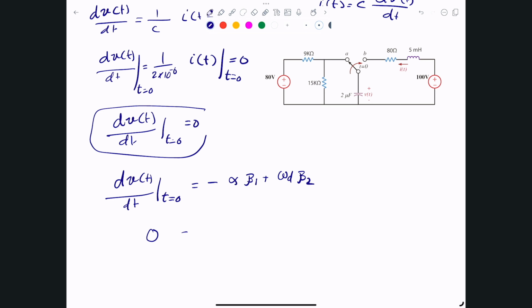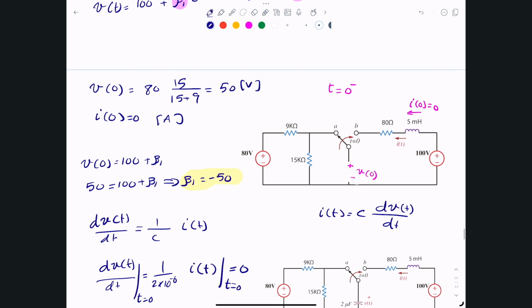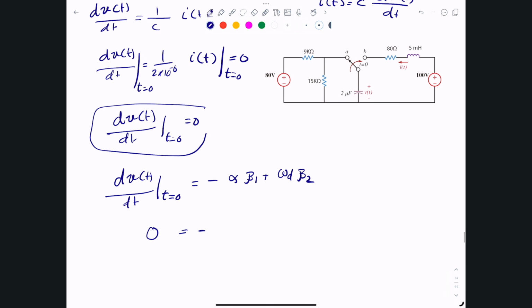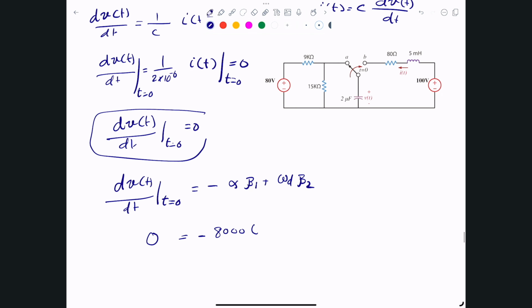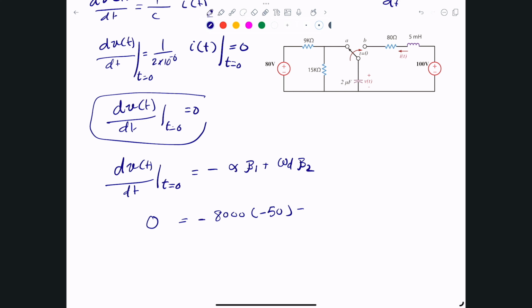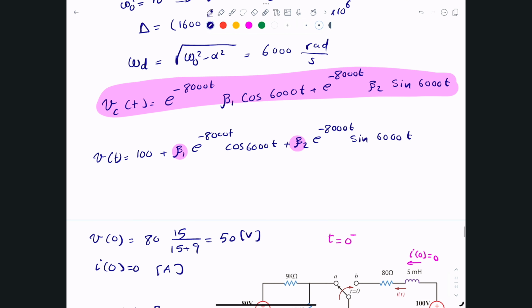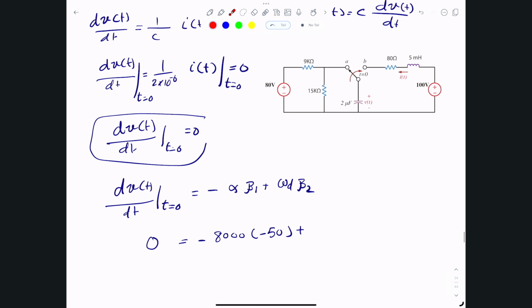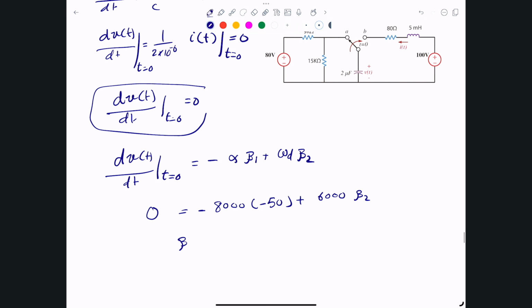I know that this is 0. I know that alpha, I believe, was 8,000. Yes, it is 8,000. And beta 1, we just computed to be negative 50. I know that omega d should be 6,000. It's the one with the cosine in here, and you can see it. So that's 6,000 times beta 2. One equation, one unknown. Hopefully we should be able to figure out that beta 2 is negative 200 divided by 3, which is negative 66.67.